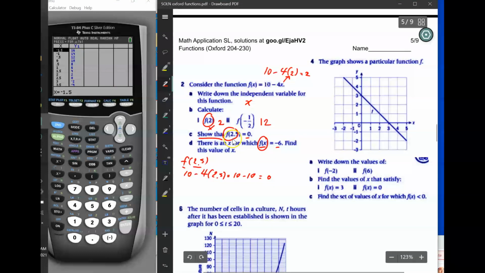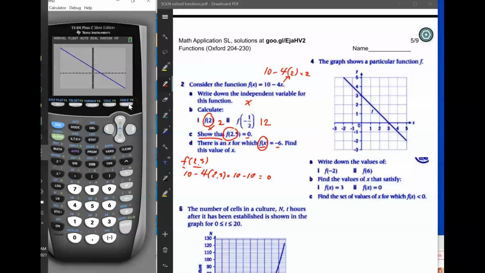I can also check 2.5, but checking that the graph is at x equals 2.5 is 0 is not the same thing as showing. But just to show you how to do that, you do trace 2.5. Enter. And then you can see that y equals 0 at that point. But show that means use algebra. Okay? There is an x for which blah, blah, blah.